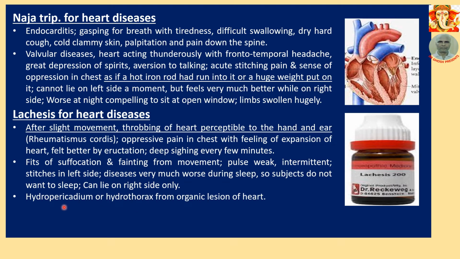Hydropericardium or hydrothorax. Mind it, hydropericardium means, you know the pericardium is the external serous layer of the heart. Within those two serous layers, sometimes water accumulates. That is called hydropericardium. And hydrothorax concerns the lung. You know, the serous covering of the lung is called pleura. When water accumulates within that pleura, it is called hydrothorax. From organic lesion of the heart, hydrothorax has come about, and hydropericardium is already defined. So all this is covered by Lachesis.